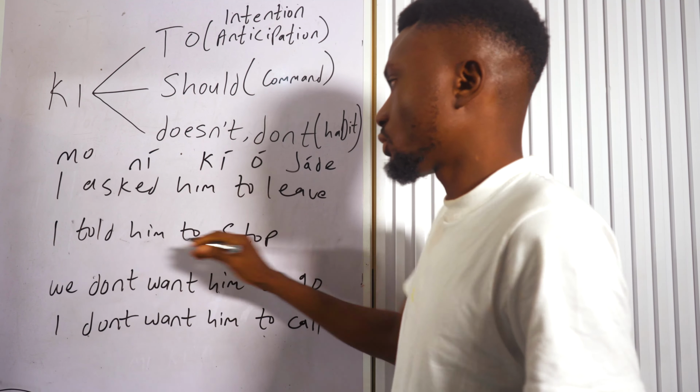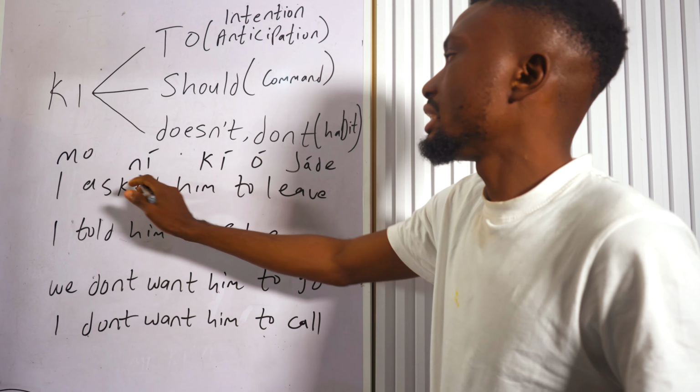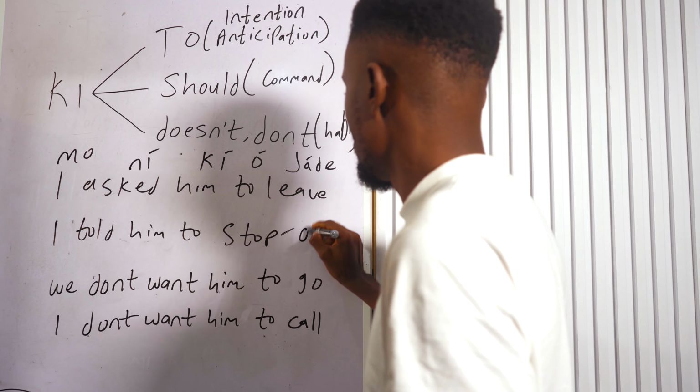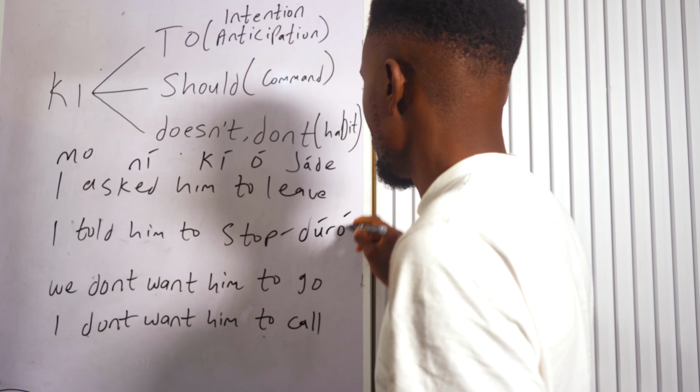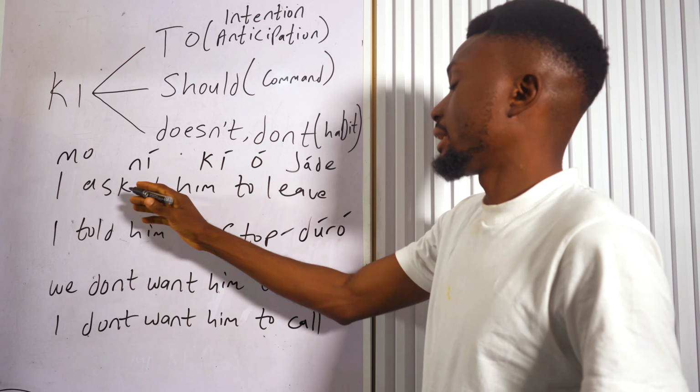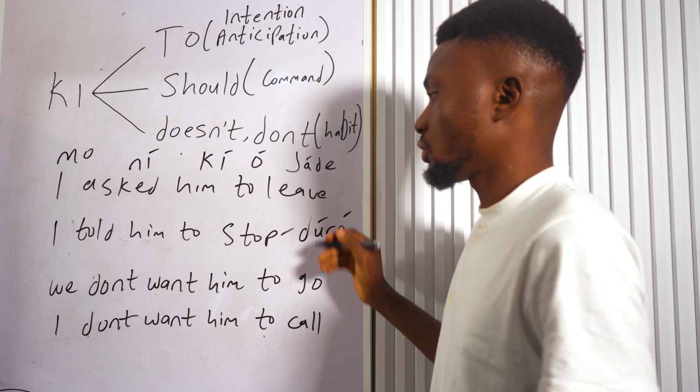So I told him to stop. It is still mo ní kí ó, and then what is stop? Dúró. I told him to stop. Mo ní kí ó dúró.